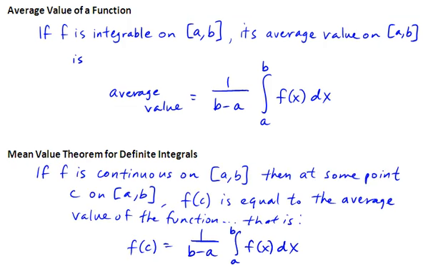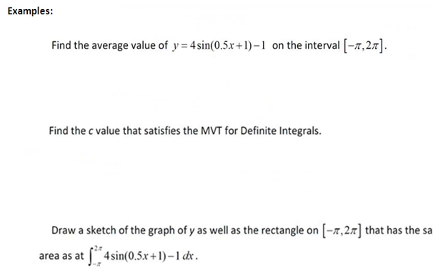The mean value theorem for definite integrals is the following. If a function f is continuous on a closed interval [a, b], then at some point c on the interval from a to b, f of c is equal to the average value of the function. So that is, f of c must be equal to 1 over b minus a times the integral from a to b of f of x dx. This is basically saying that somewhere on the interval from a to b, if you take the functional output at that value c, you're going to get the average value of the function. Let's take a look at some examples of this.